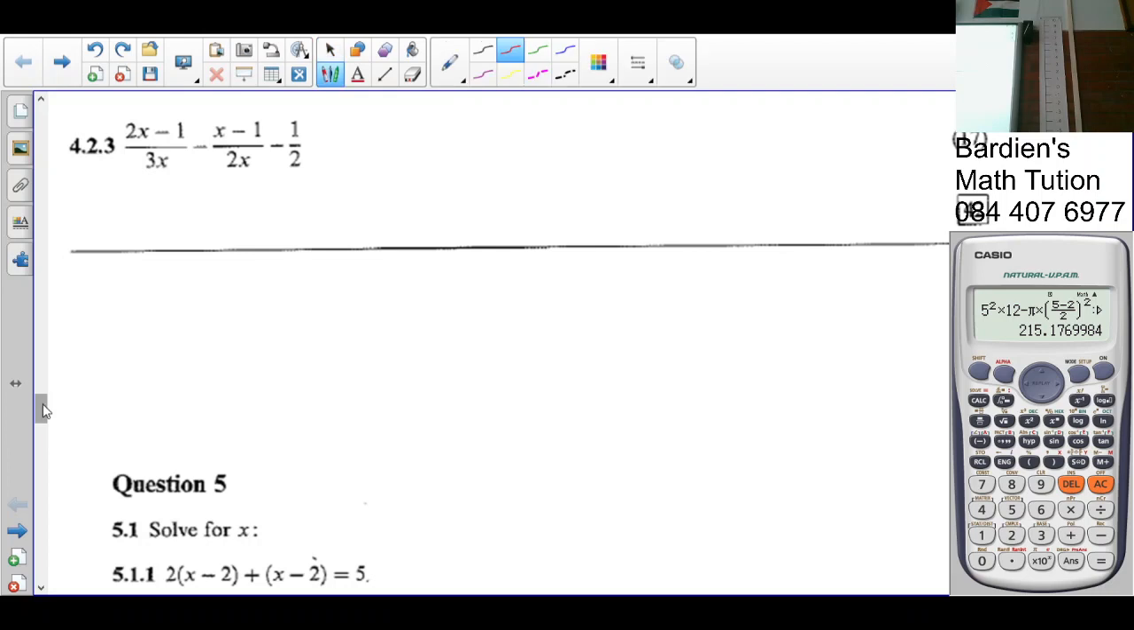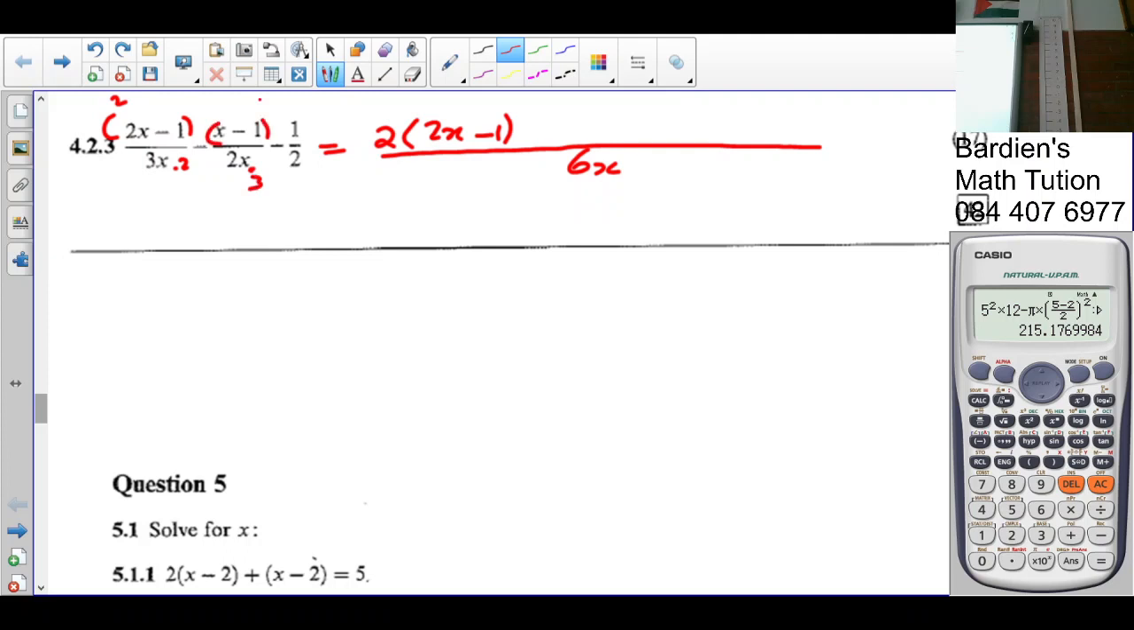LCM. So what's my LCM here? 6x, yes. Okay? So 3x times what is 6x? Times 2. So multiply the numerator also by 2. So it's 2 into 2x minus 1. What must 2x be multiplied by? 3. That must also be multiplied by 3.